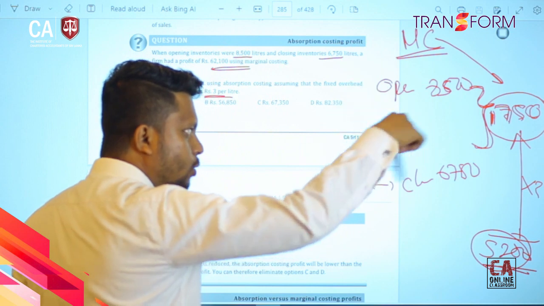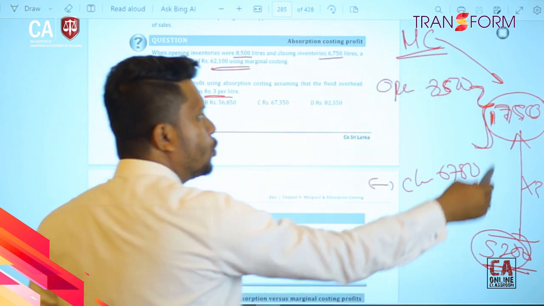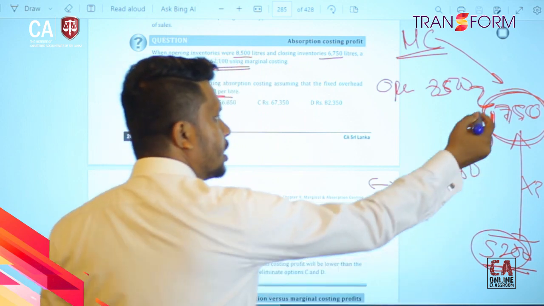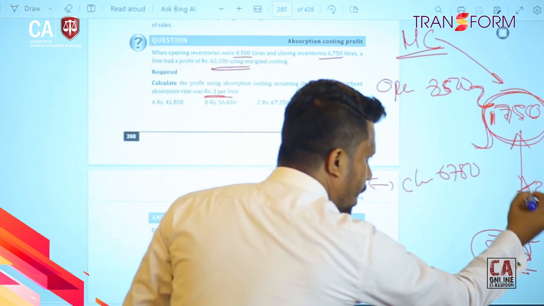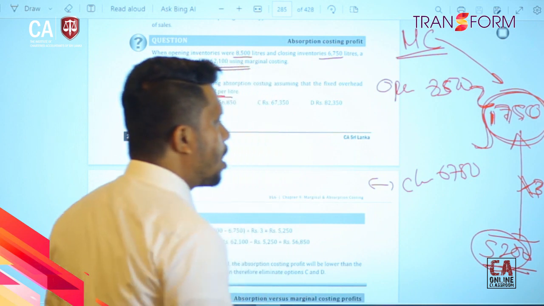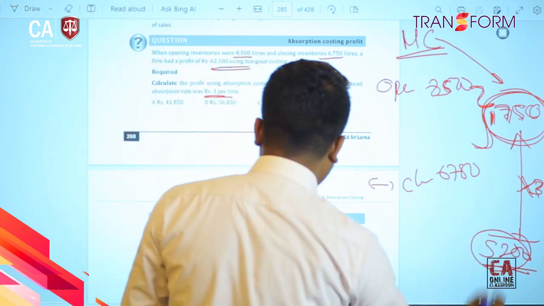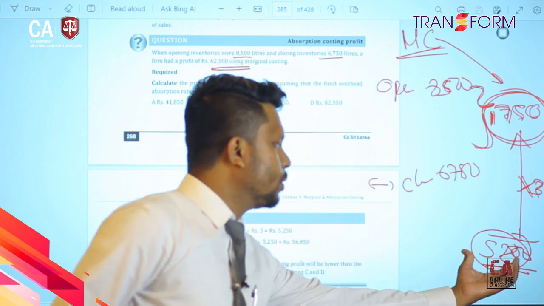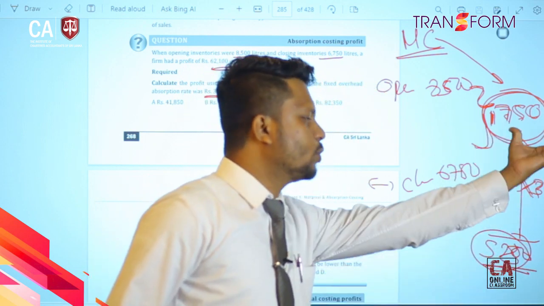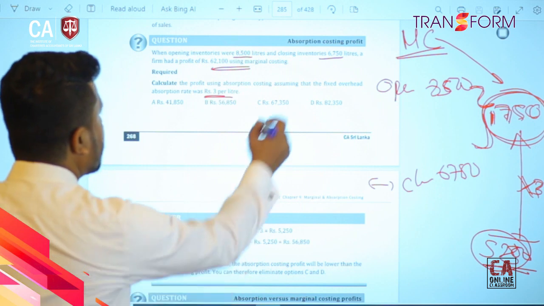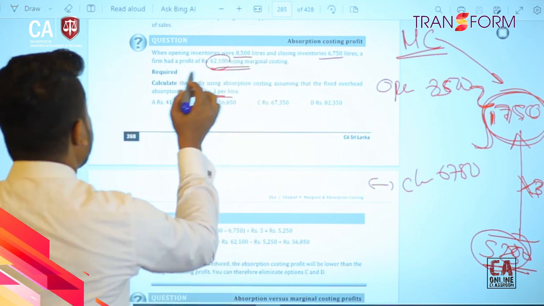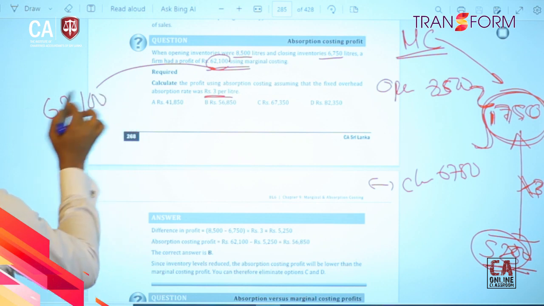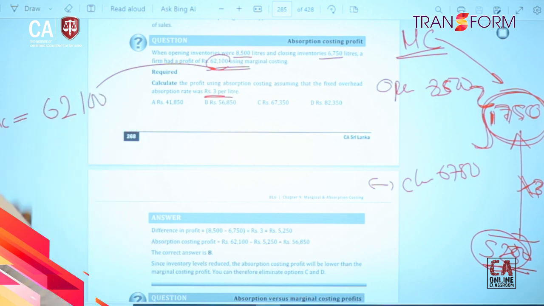But when you are going to calculate the absorption cost profit, you need to incorporate the fixed cost for this inventory. For that, you can multiply this amount by 3, then you can have the 5,250. Additionally, you need to incur a cost. So what you need to do is, you can take this profit. Profit is 62,100. This is the marginal cost profit.